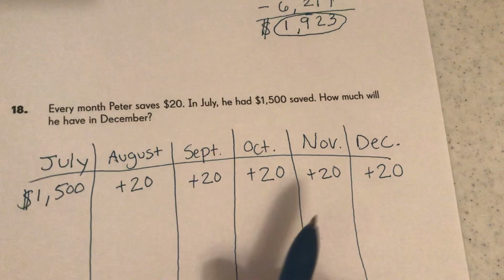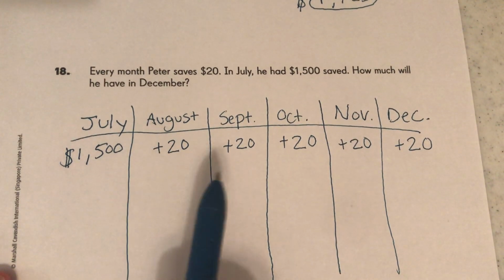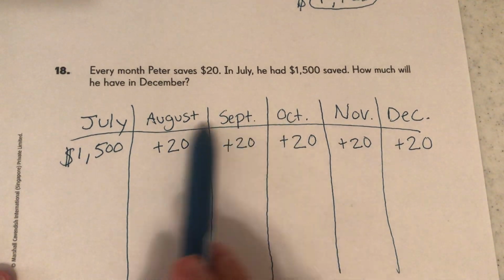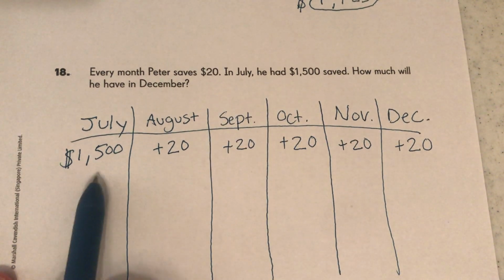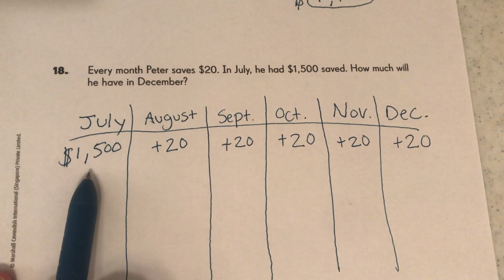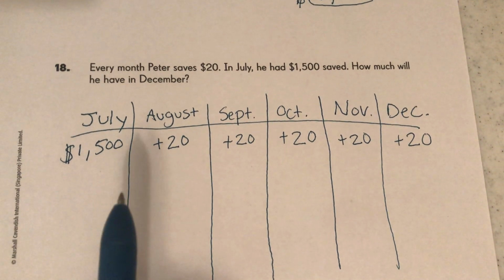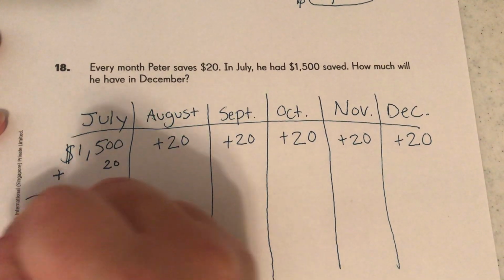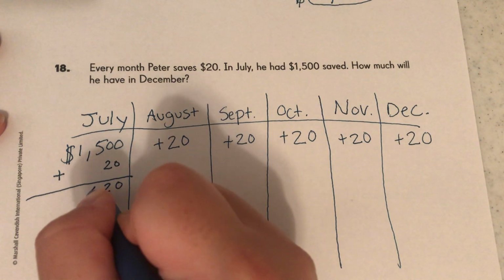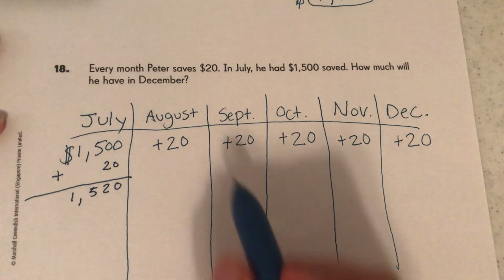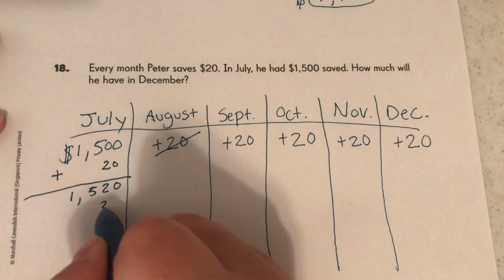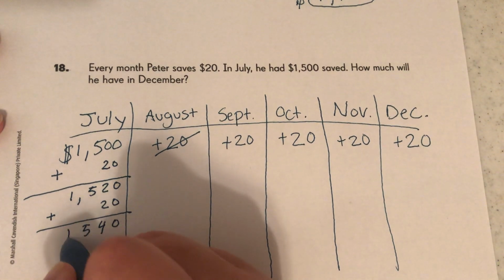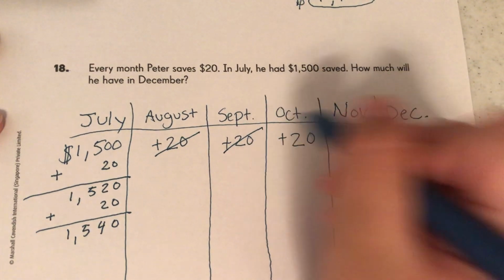Well, I can do this one of two ways. I can start with 1,500 and add 20, 1, 2, 3, 4, 5 times. Or I can add up my 20s and then add that total to what I started with in July, which is $1,500. Either way works. I will add $20 at a time. $1,500 plus his $20 from August would bring him to $1,520. September's $20 would bring him to $1,540.